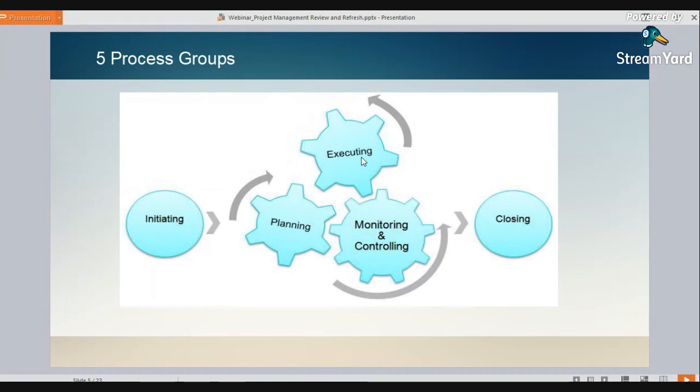So executing is where we do the work, where deliverables are built, where money is spent, where items are tested, validated, and verified. And all the while, your project team is doing the work that they're skilled at doing.